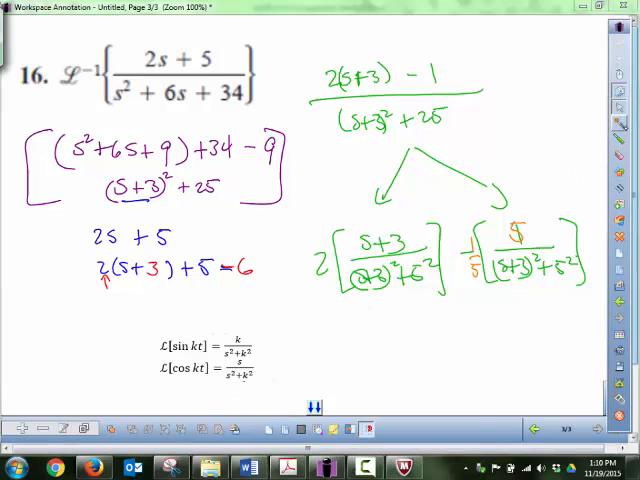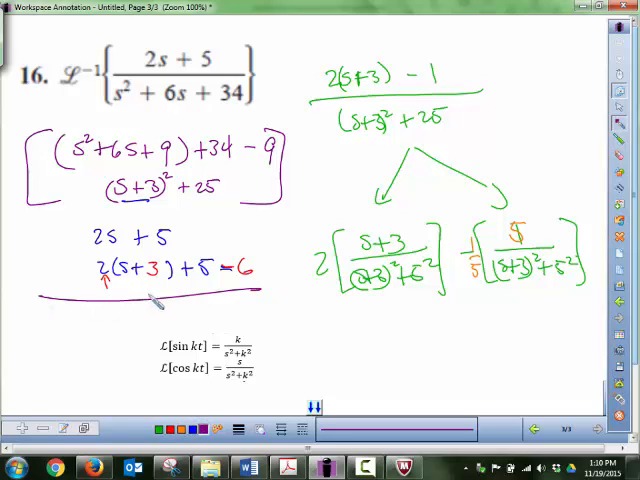So one of them, the constant one becomes a sine, the variable one becomes a cosine. So let's write it now. Back doing our inverse Laplace step, we have a 2, a constant, and then you have s plus 3 over s plus 3 squared plus 5.